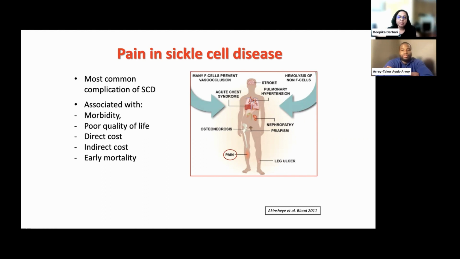So pain, as everyone knows in this audience, is the most common complication of sickle cell disease. And there are multiple things that happen when a person experiences pain. So there's morbidity, patients get admitted in the hospital. It is associated with poor quality of life. And as we heard in the earlier session, it can really impact what a person can do when they are having pain. Next slide, please.